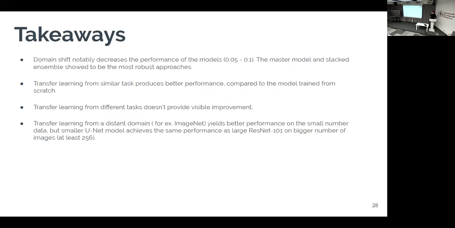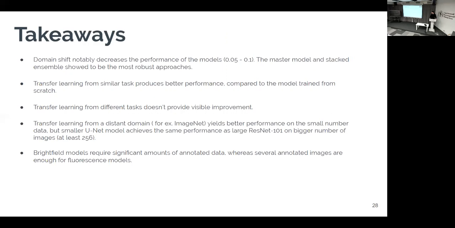And transfer learning from a distant domain, for example ImageNet, yields better performance on a smaller number of images, but a much smaller UNet model achieves the same performance as a large ResNet 101 with a bigger number of images, at least 256. And bright field models require significant amounts of annotated data, whereas several annotated images are enough for fluorescence models. I haven't shown the plots for this justification in this presentation, but they are present in my work.